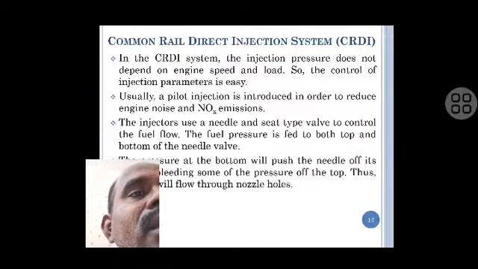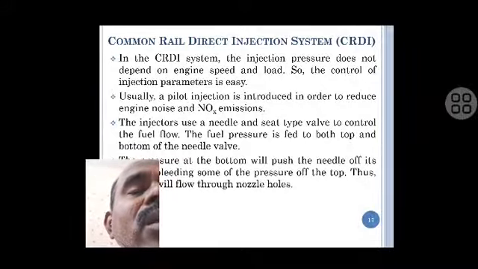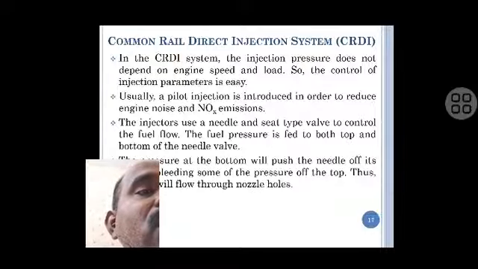In a CRDI system, the injection pressure does not depend upon the engine speed and load. So control of the injection parameters is easy. Usually pilot injection is introduced in order to reduce the engine noise and emissions. Injectors use the needle and solenoid type valves to control the fuel flow.